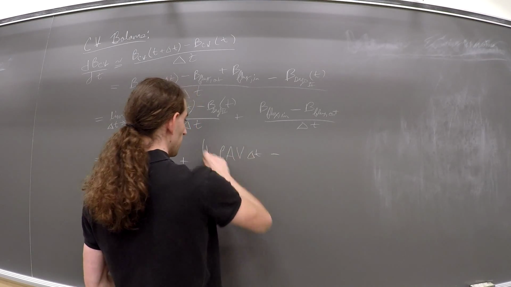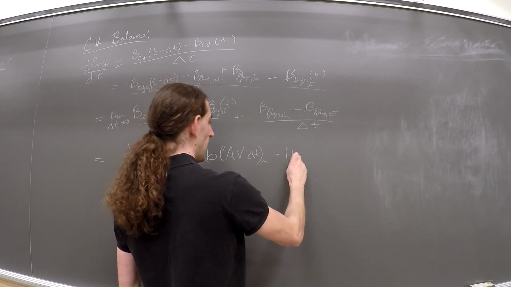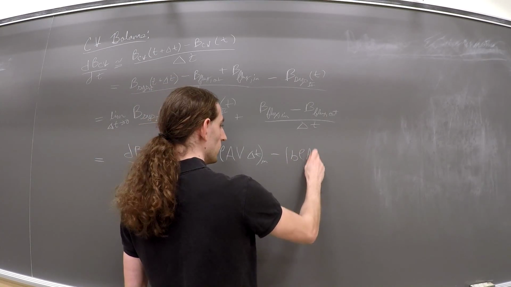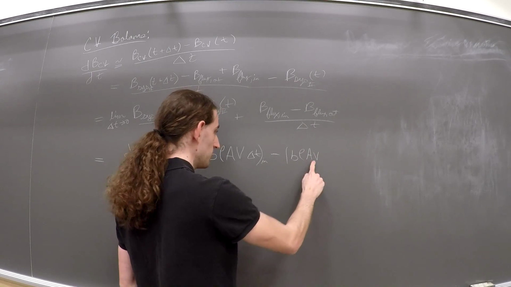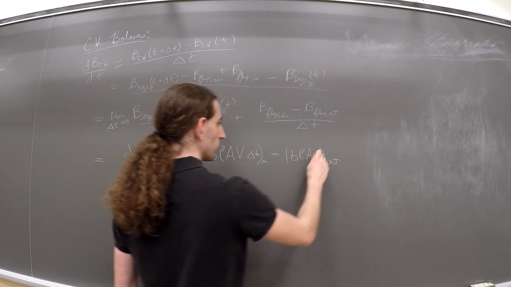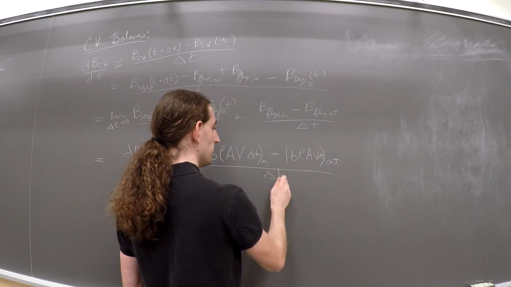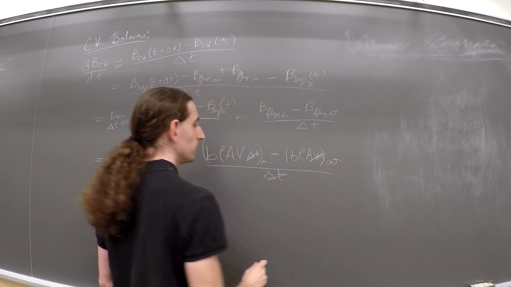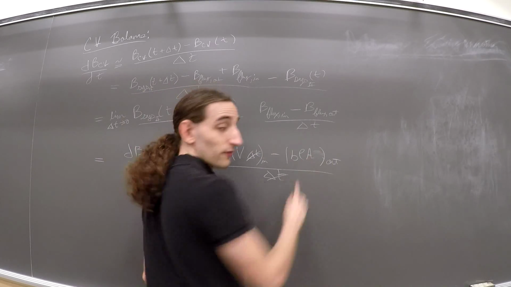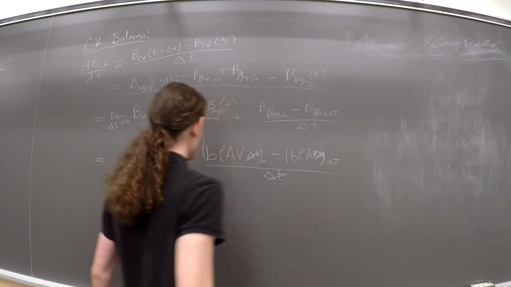So this is what I'm going to call the influx term. And this is going to be B rho A V. Again, this is velocity. This is going to be the outflux term. I forgot my delta t in there. And this is all divided by delta t. So these cancel, or I canceled out a bit too much there. So the delta t cancels.